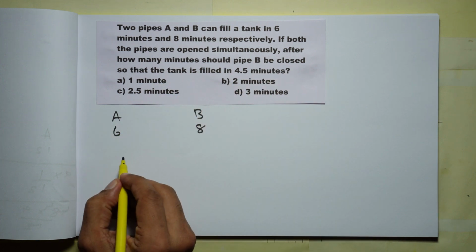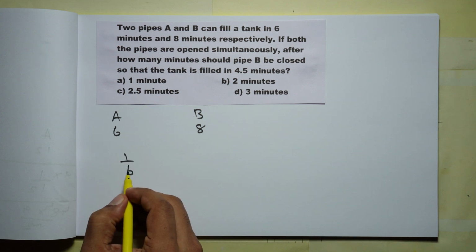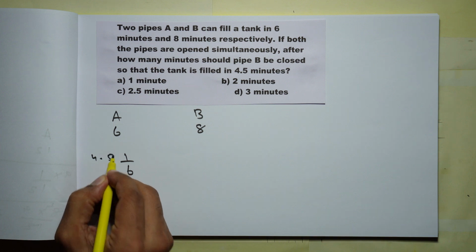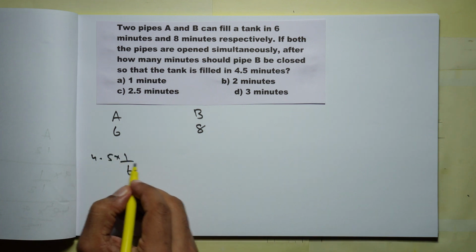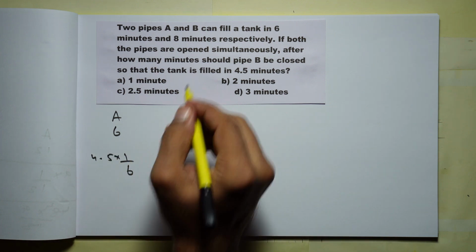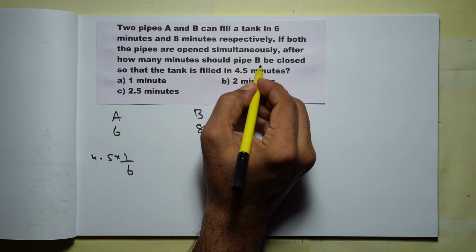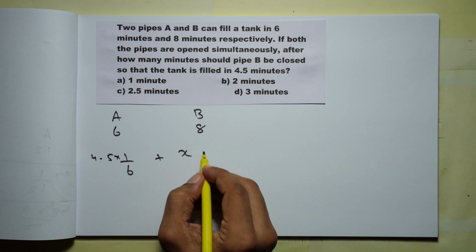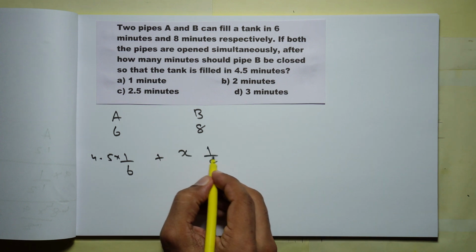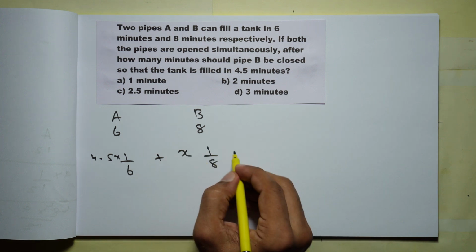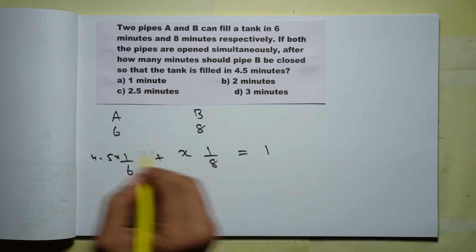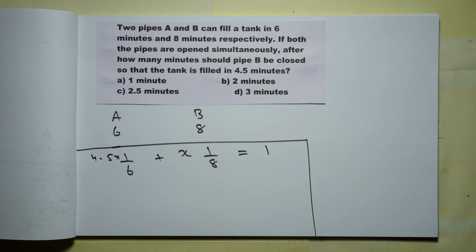So every minute A will fill 1 by 6 of the tank, and A has to work for the full 4.5 minutes. Now B should be shut down after X minutes. So B will work for X minutes, and every minute B will fill 1 by 8 of the tank. And like that, in 4.5 minutes, the whole tank can be filled, which can be considered as 1.